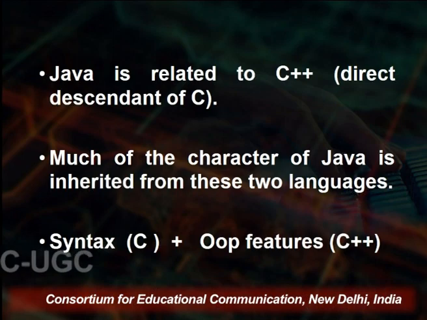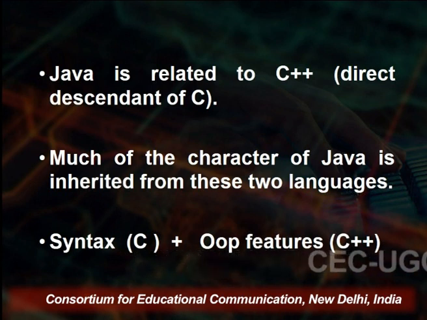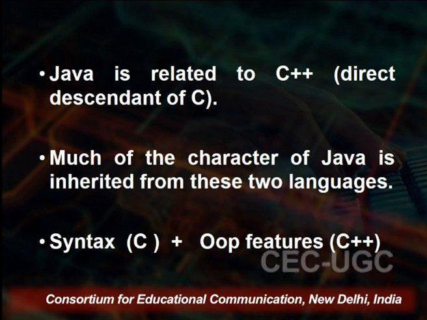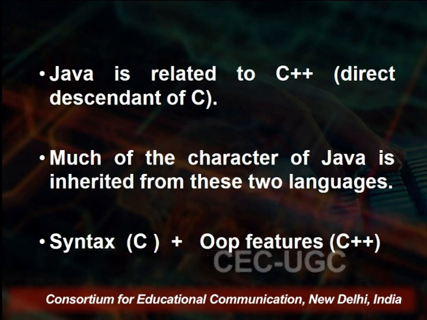Now coming to the structure and how it looks, how we can program it. Java is directly related to C++, and C++, as you all are aware, is a direct descendant of C. So we can say that most of the flavor, or the character, of Java is a combination of two languages. One is C, from where it has brought its syntax. I am saying the syntax is brought from C because Java is related to C++, and C++ is a direct descendant of C.